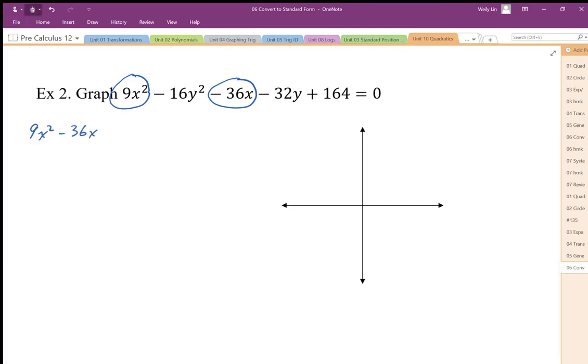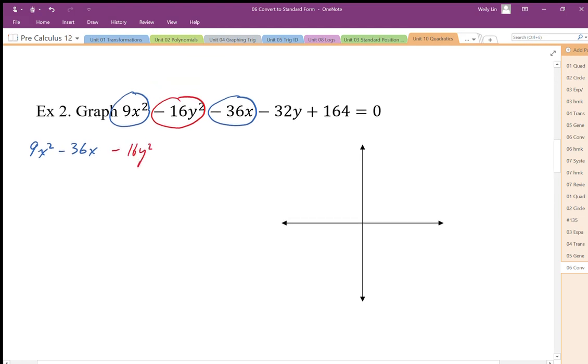I want to group together my y terms. Okay, so I have negative 16y squared minus 32y. Now this constant term I can leave on the left hand side, or I can move it to the right hand side. I'm going to move it to the right hand side because I want to put it into graphing form.